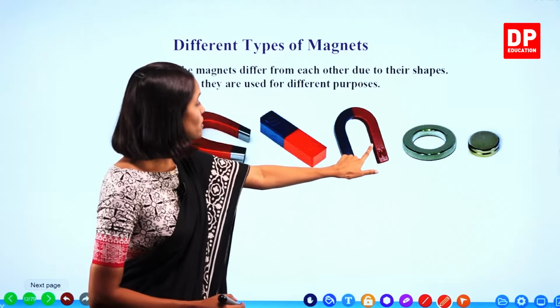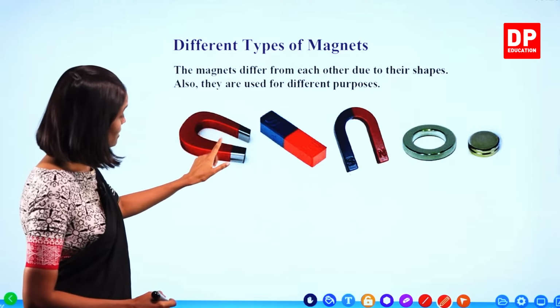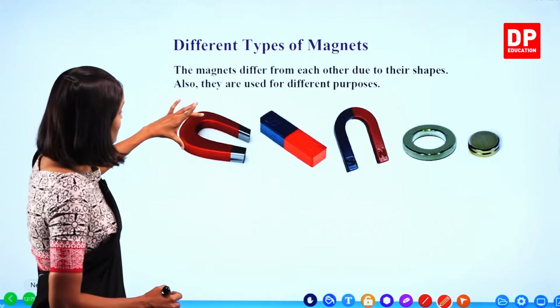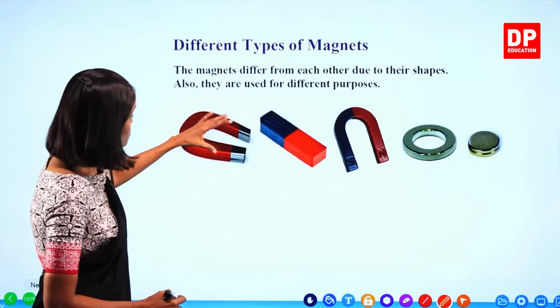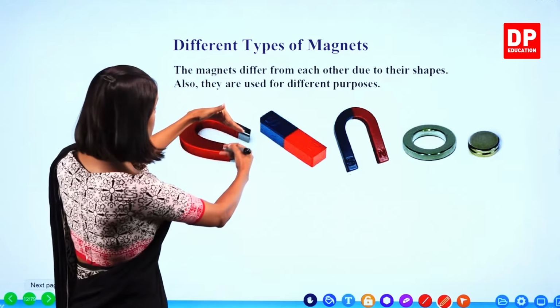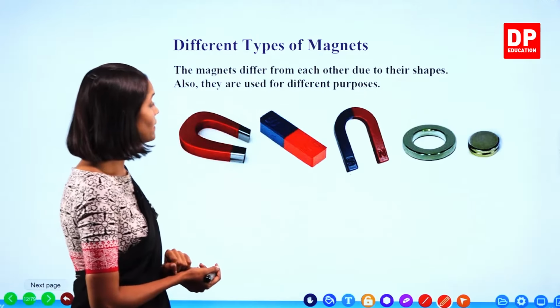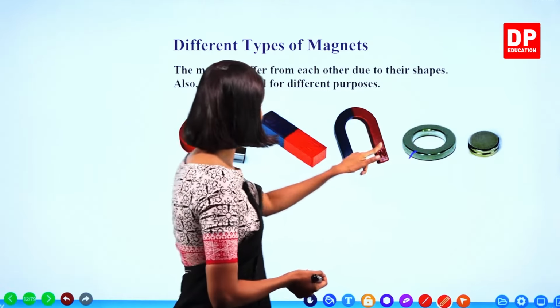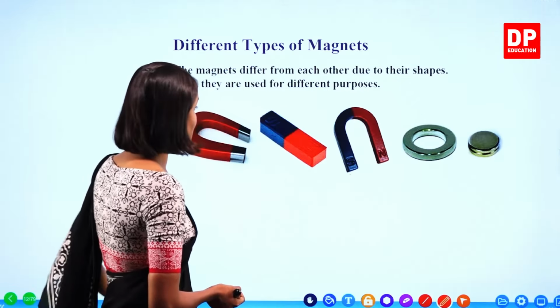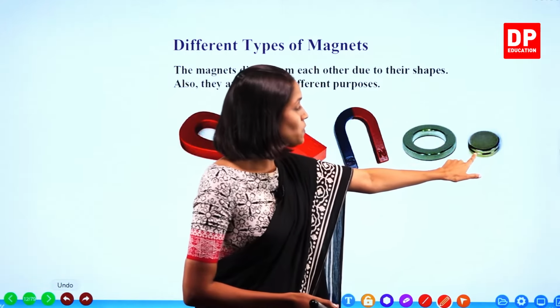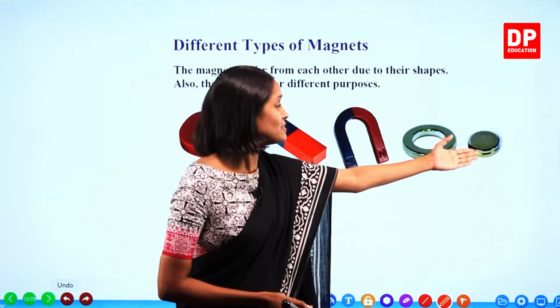What is the difference between this U magnet and the horseshoe magnet? They both look the same, but look at these two ends. The two ends of the horseshoe magnet are moved more towards each other than in the U-shaped magnet. Okay? Look at this one. These types of magnets are known as ring magnets. What is this magnet? These are known as tabular magnets or button magnets.